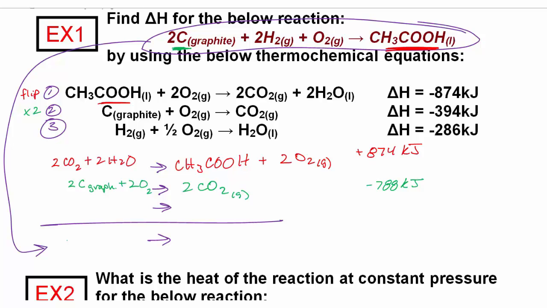Now take a look at the third reaction. What should we do to it? I see that I have no water. There is no H2O in that reaction, right? If there's no water, I better get my waters to cancel. So if I'm going to get my waters to cancel, I need to multiply this one through by 2 so I can cancel the water.